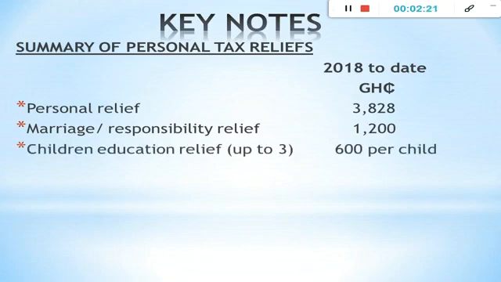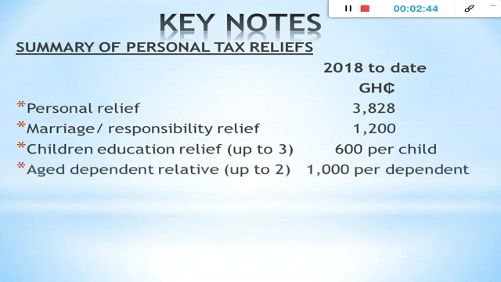And the next thing is that if the person is taking care of children in their education, he is also supposed to get the children education relief. Bear in mind that this relief is given up to a number of 3 children. So the person can only claim this relief for 3 children. The amount is 600 per child. The next relief is the aged dependent relative relief, and here the amount is 1,000 per dependent. And here the maximum number is only 2 dependents.